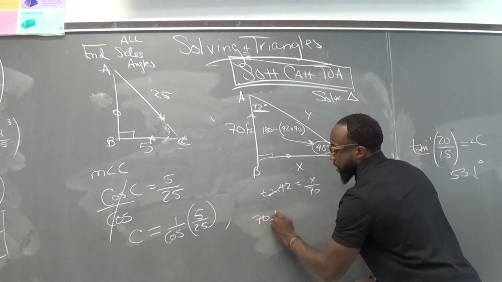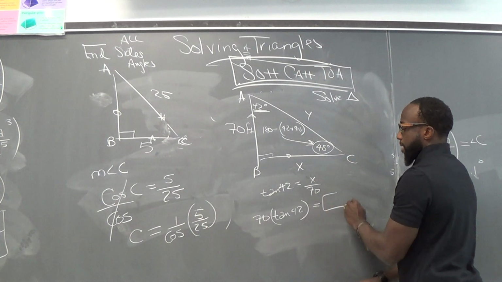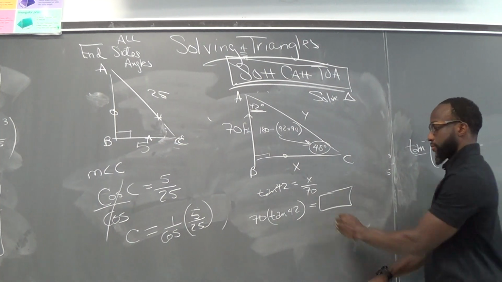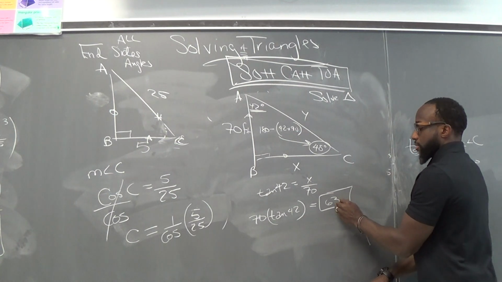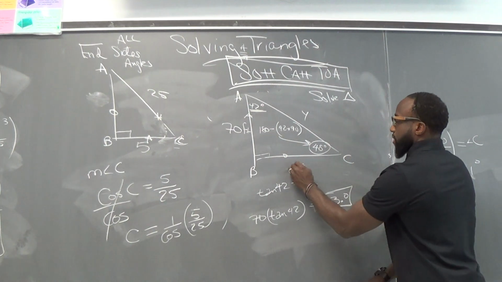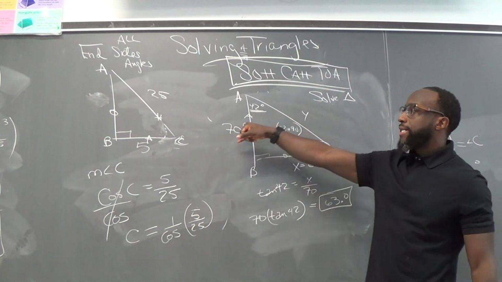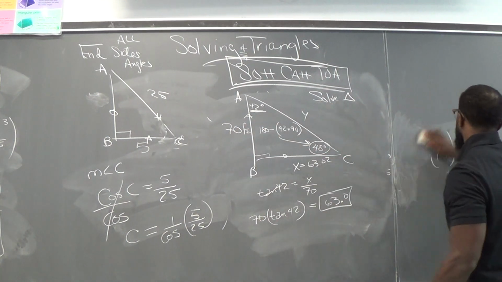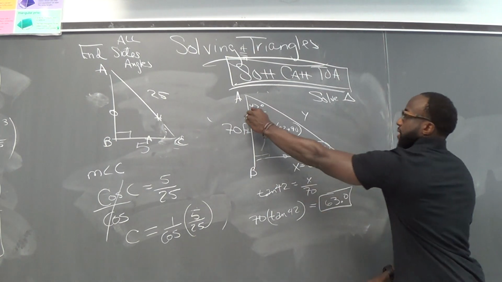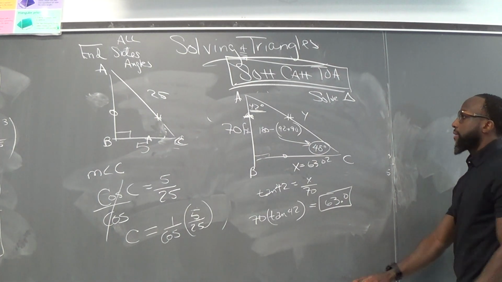So we get 70 times tan 42. 70 times tan 42 gives us x. Right? 63.02. Alright, 63.02. Alright? So that is x. 63.02. Right? And then to find y in relation to this, what trig identity would that be? That's adjacent and hypotenuse. Cosine, right? Cosine.